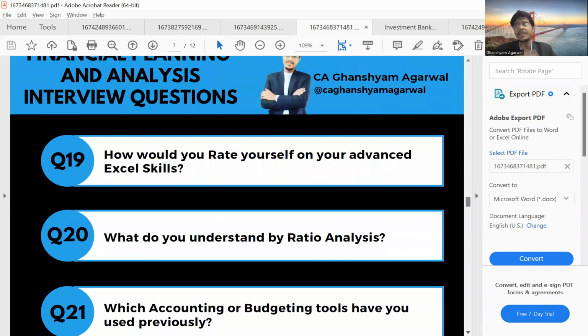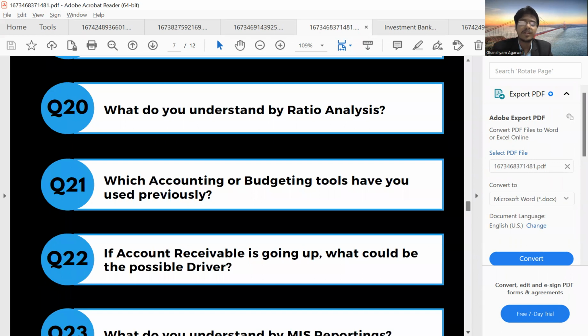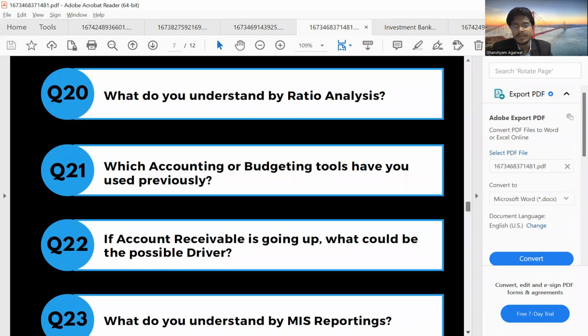Ratios are asked a lot of times, so very importantly, you need to work on ratios very well. If the rates are going up, what could be the possible driver? The rates can go up due to sales. Now, whether the accounting rate receivable, it can be due to sales.